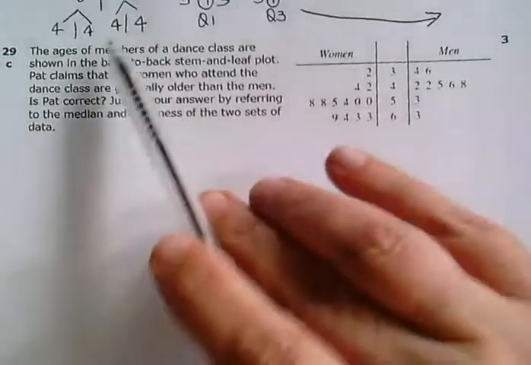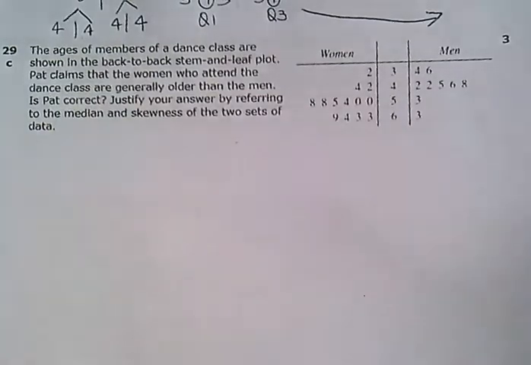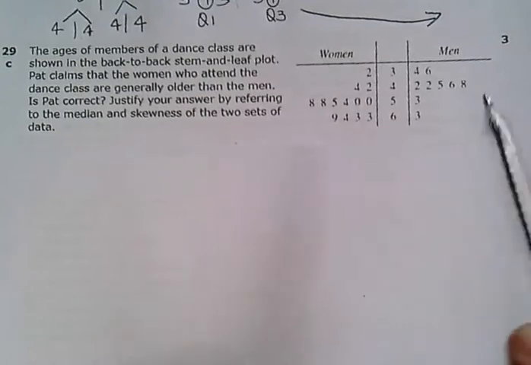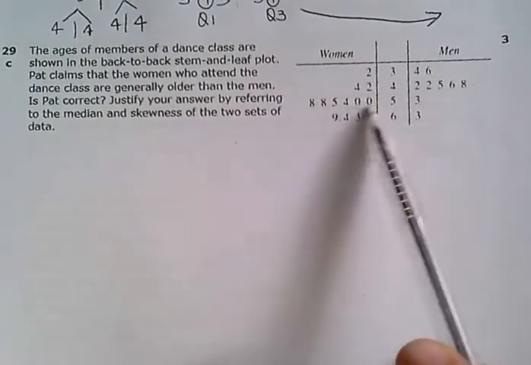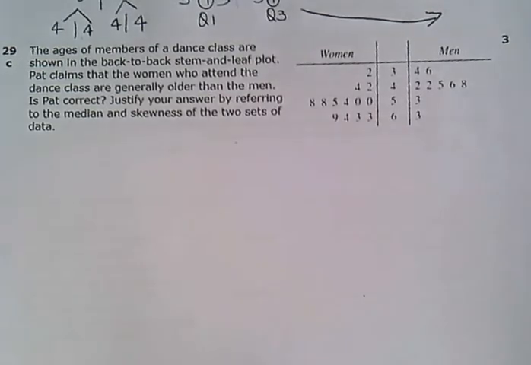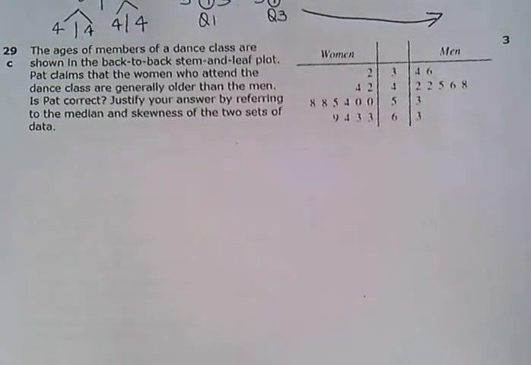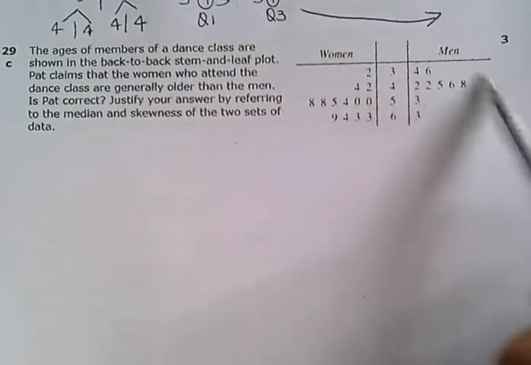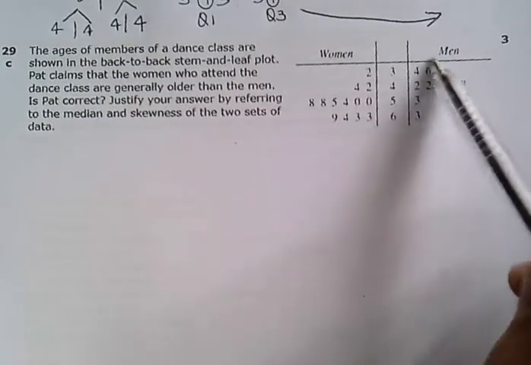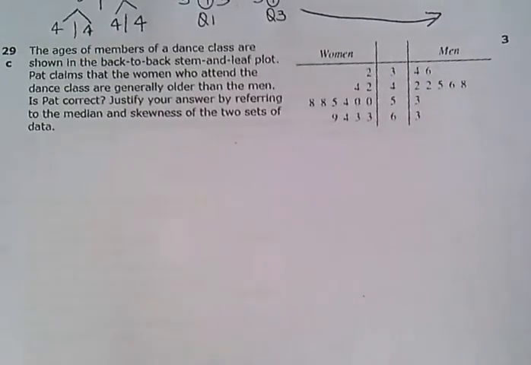The ages of members of a dance class are shown in this back-to-back stem and leaf plot. Just having a quick look at it, look at where most of the men are, and look at where most of the women are. Would you say generally the women are older than the men? We've got clustering around the 50s and 60s, and it seems that the men are sort of in their late 30s, 40s. And we can look at that in terms of skewness as well.